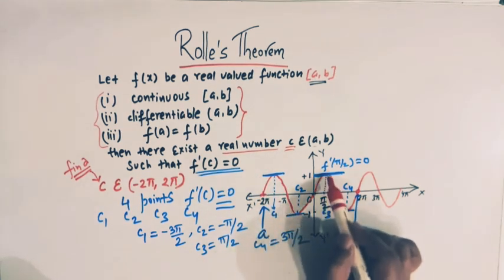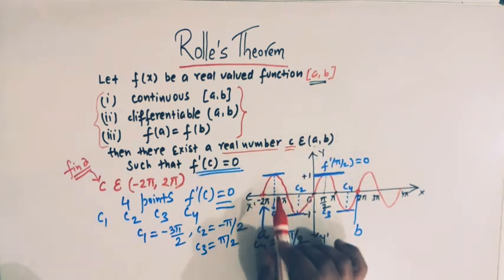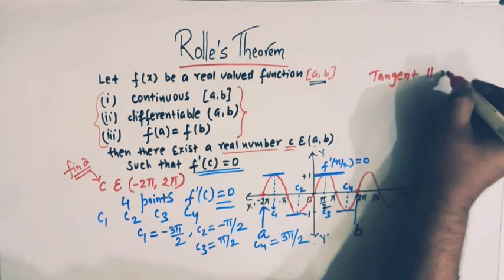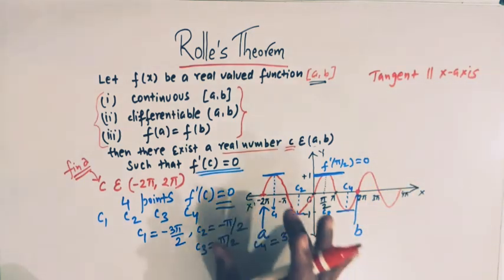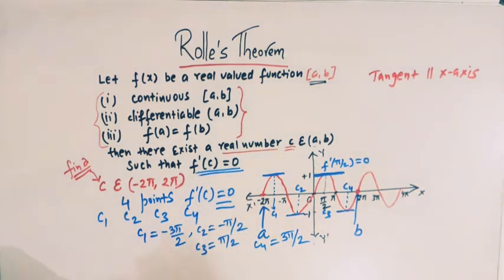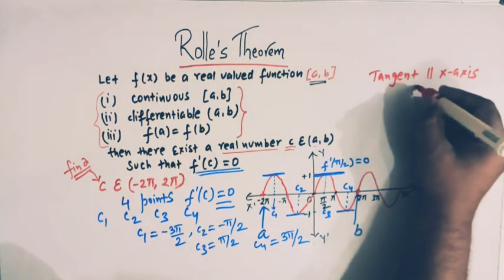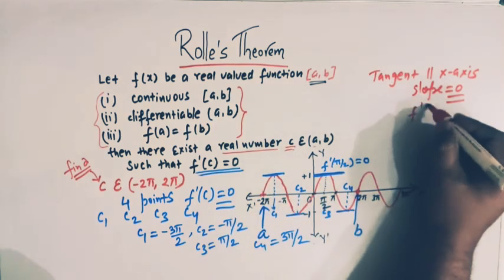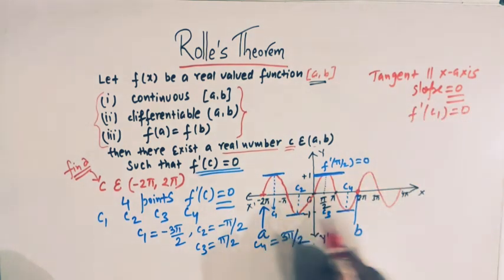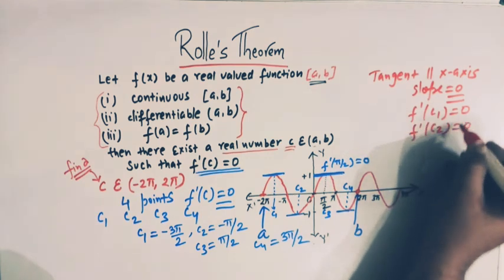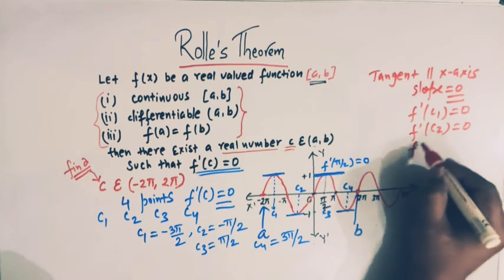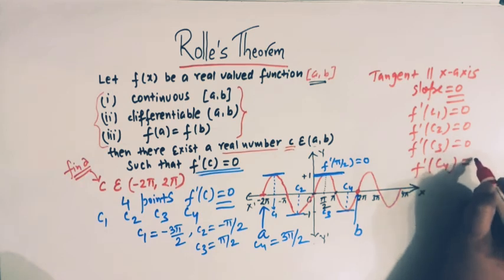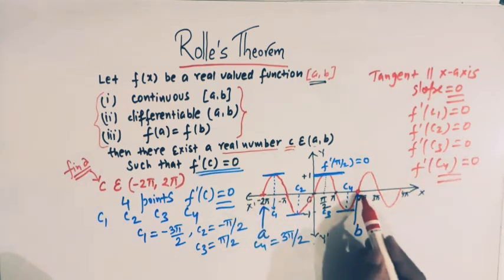Now at these 4 points we see that the tangent is parallel to x-axis, right? Tangent is parallel to x-axis. So when tangent is parallel to x-axis, the derivative must be equal to 0 at that point. It means the slope is 0, right? So here we have f prime of c1 is 0. Here we have f prime of c2 is 0. Here we have f prime of c3 is 0, and here we have f prime of c4 is equal to 0, right? In the interval minus 2 pi to 2 pi.